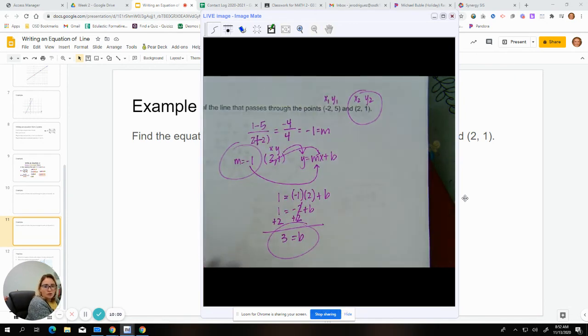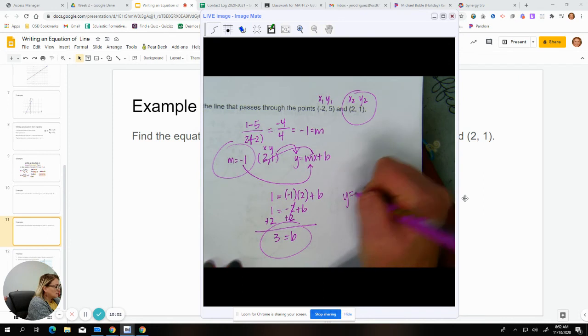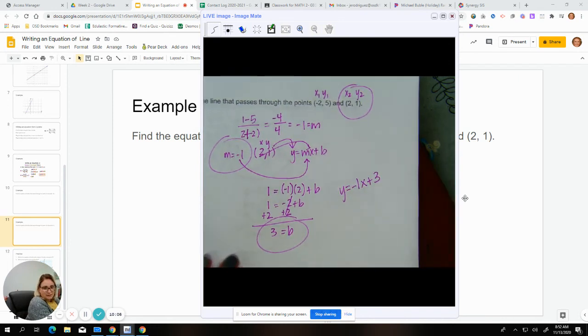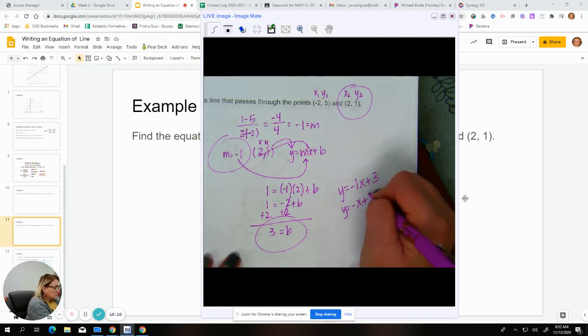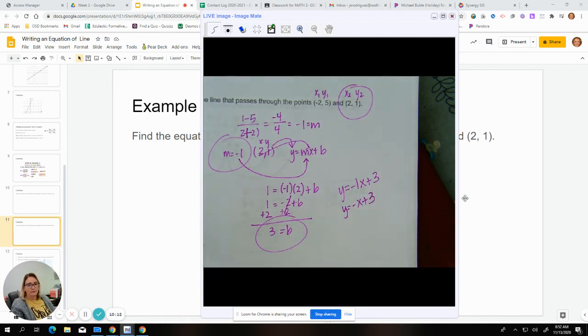And now I have a slope and a y-intercept, so my equation is going to be y equals negative 1x plus 3. You could also just write it as negative x plus 3. You don't have to put a negative 1 in front. Both of those are the exact same equation and will both be okay for full credit.